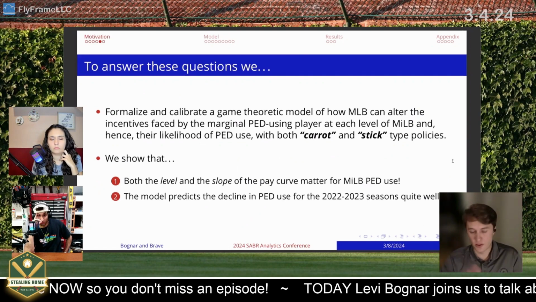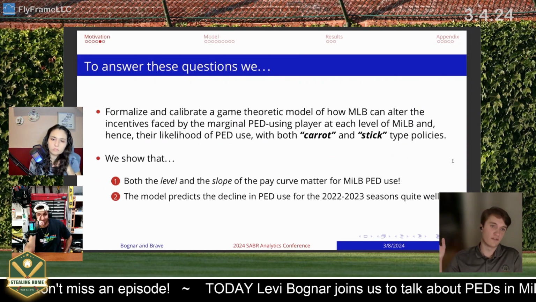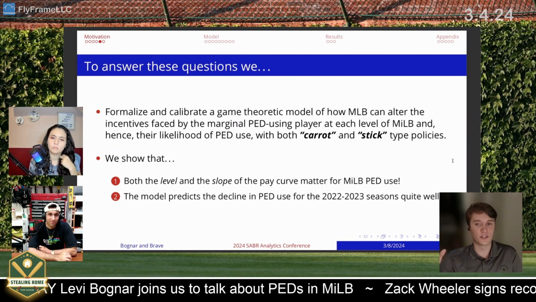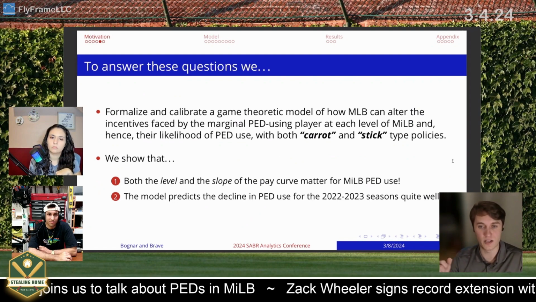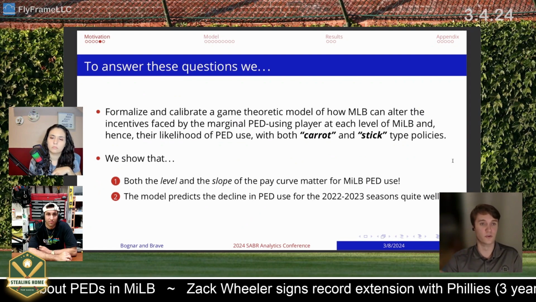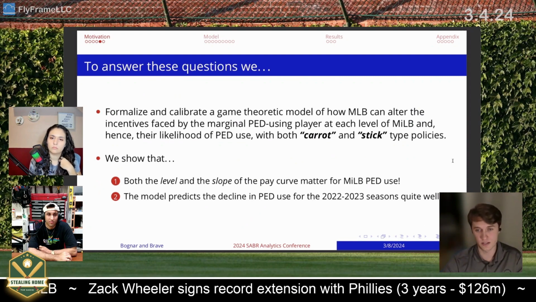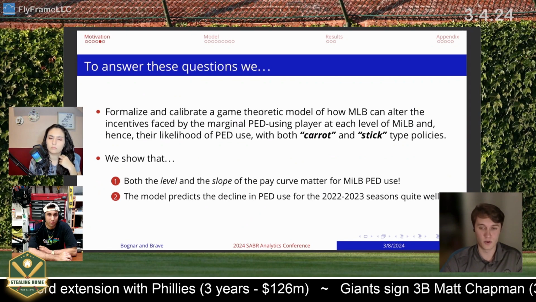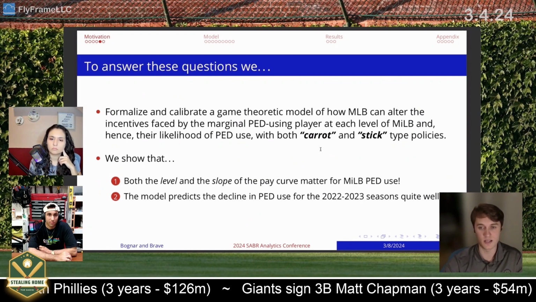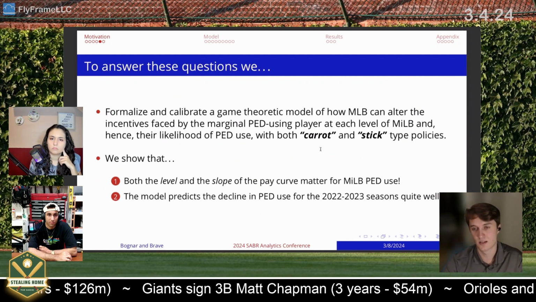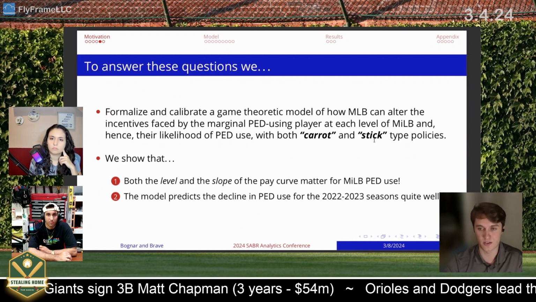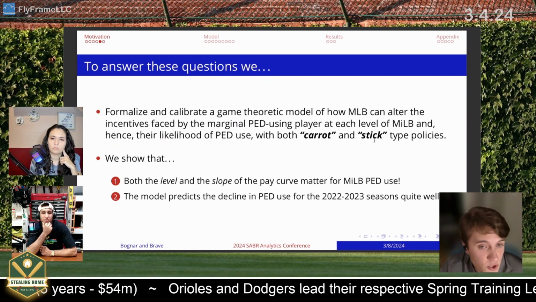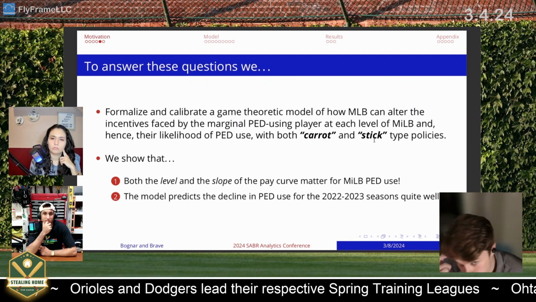To answer these questions, and how the rest of this presentation is going to go, we're first going to formalize and calibrate a game theoretic model of how the league can alter incentives faced by the marginal PED using player at each level through what we call carrot and stick type policies. Just as a little preview, carrot type policies are those policies that are positive incentives, in this case through wages. And then stick type policies are through things like suspensions and essentially altering the probability that people who use PEDs get promoted to the next level.